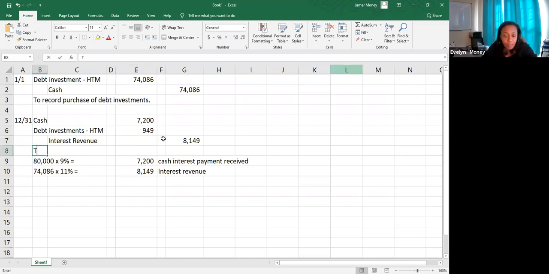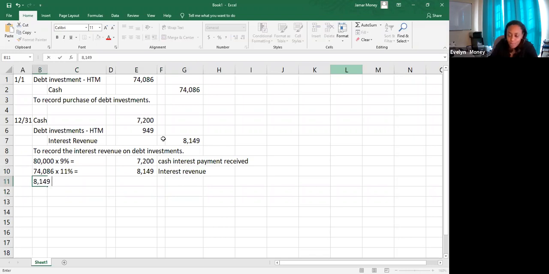So let me put in my description here to record the interest revenue on debt investments. And again, to calculate this 949, I just took the difference between the interest revenue and the cash. Let me take that down here so that when you go back to look at this, you're not confused. 7,200 was 949. I should put that here so I can be consistent. Minus this. And this is the amortization of the discount.